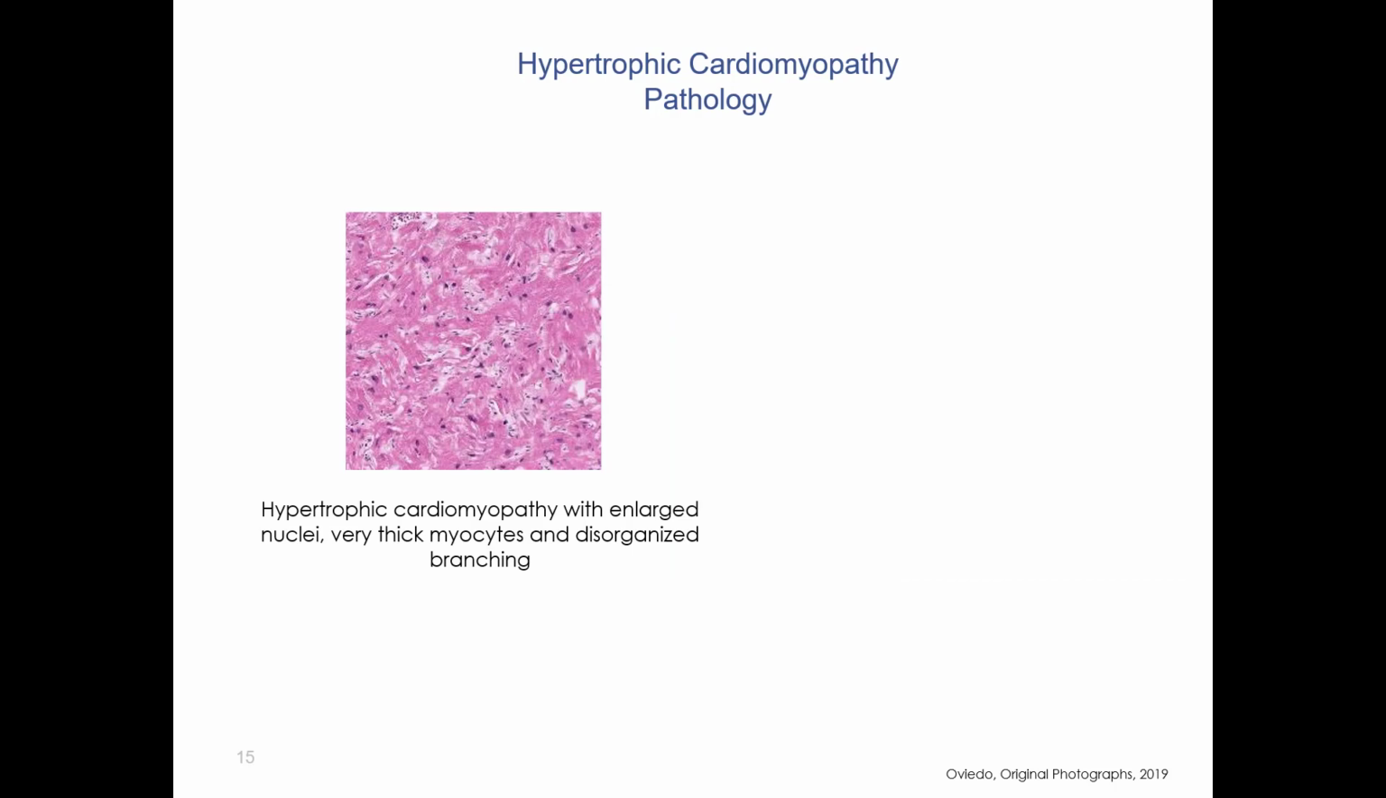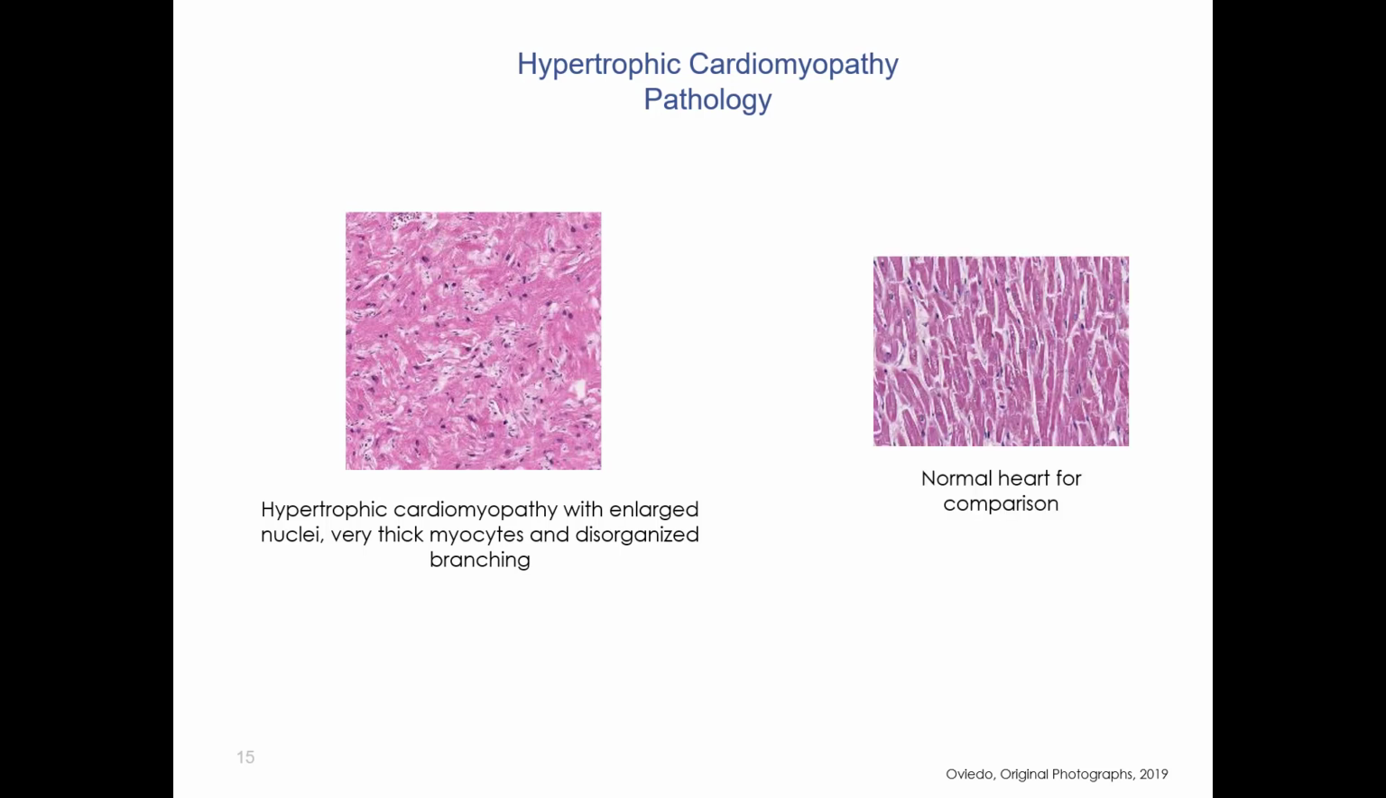Let's take a look at the histology. Here is a high power demonstrating enlarged nuclei, thick myocytes, and disorganized branching. I have a photograph of the normal heart here on the right for comparison.